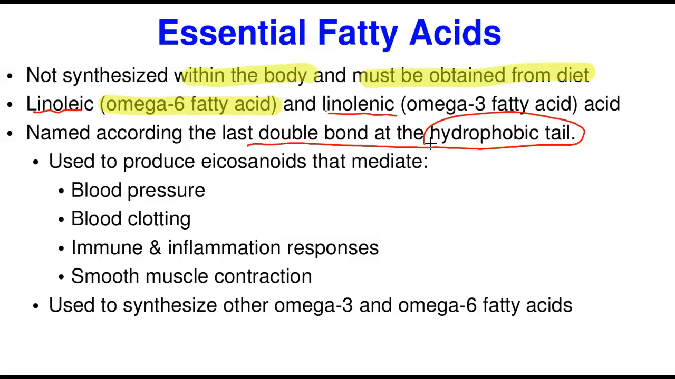The body uses them to produce icosanoids. Icosanoids are the thromboxanes, the leukotrienes, and the prostaglandins, which have important biological effects. They mediate a lot of biological responses in the body, including blood pressure, blood clotting, immune and inflammation processes, and even smooth muscle contraction. And of course, they are also used to synthesize other omega-3 and omega-6 fatty acids in the body. That is the importance of this one.